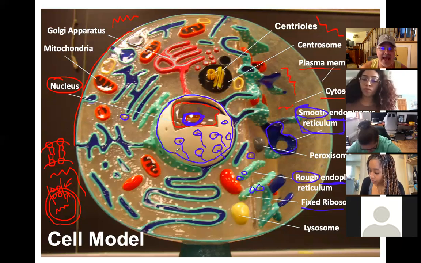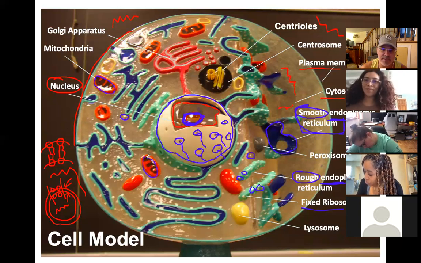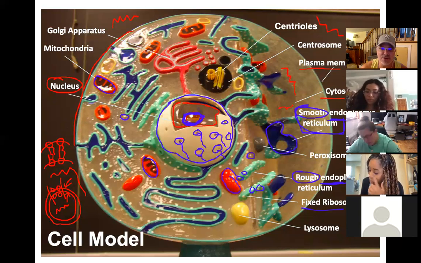Okay, we have these structures here. Everyone loves these. These are called the mitochondria. The orange circles. These are all mitochondria.